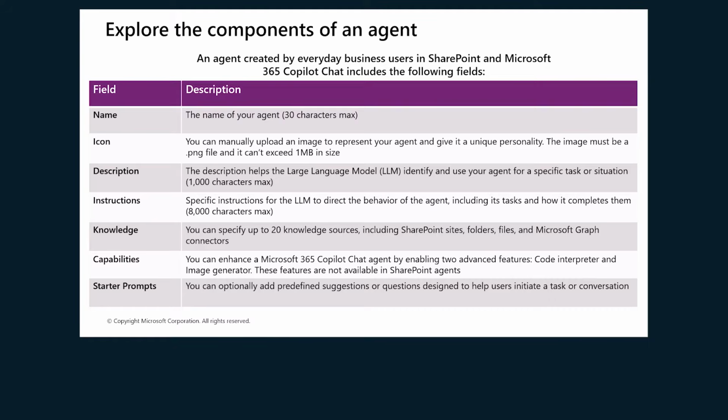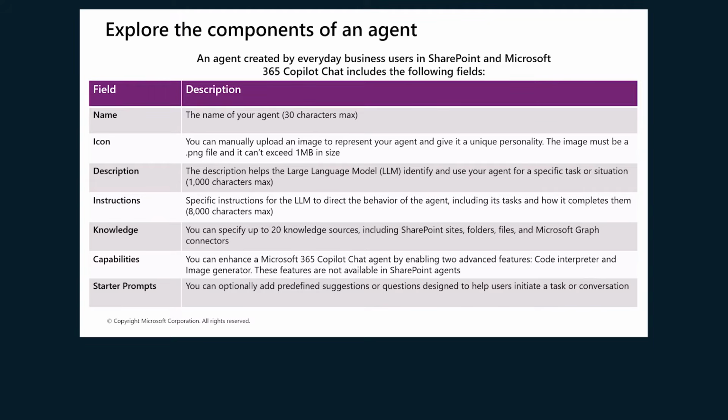Knowledge sources are another crucial piece. You can specify up to 20 sources, SharePoint sites, folders, files, or even Microsoft Graph connectors. These sources define what the agent knows and where it pulls information from. The more relevant and well-organized your sources, the smarter your agent becomes.